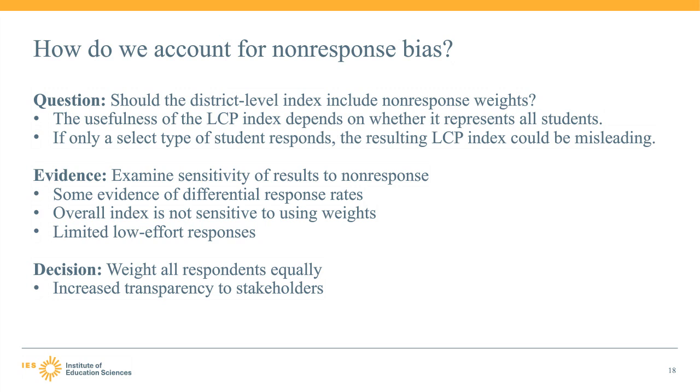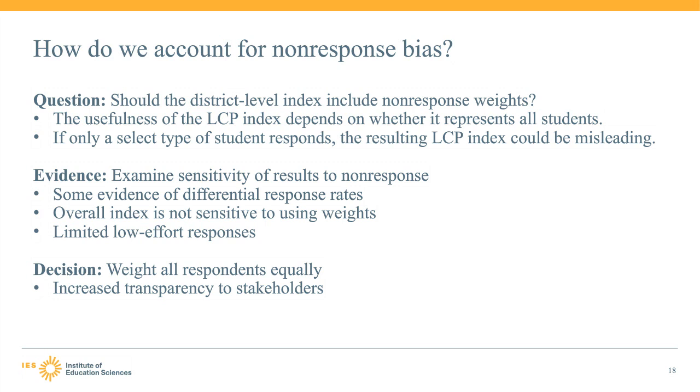First, we looked at whether the students who did respond differed systematically from those who didn't. We could do this because we worked with DCPS to look at other administrative records that we had on all students. And we did find some evidence that different types of students were more likely to respond. This caused us to take a second step, which was to develop a set of non-response weights, which allowed us to re-weight the data in the index to be representative of DCPS's population. What we found is that using those types of weights didn't really make a big difference in the overall index. And for the sake of transparency, we opted not to use those weights when calculating the final index.